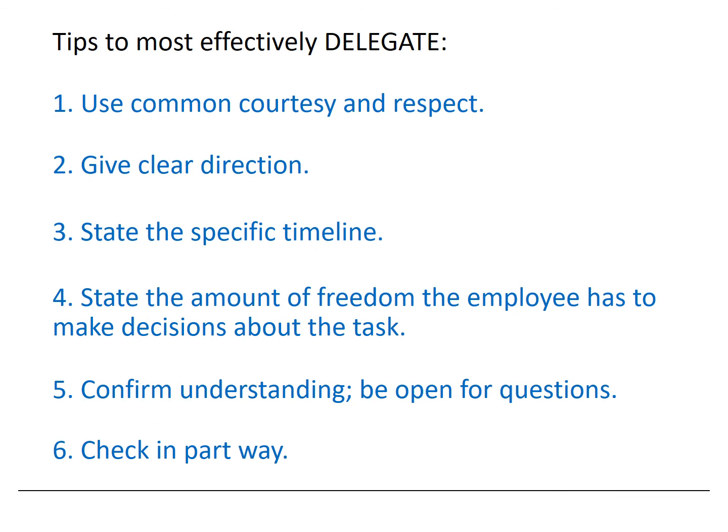So to summarize, we discussed 6 tips that will maximize your effectiveness with the core management behavior of delegate. 1. Use common courtesy and respect. 2. Give clear and specific direction. 3. State the specific timeline for the task. 4. State the amount of freedom the employee has to make their own decisions about the task. 5. Confirm understanding and be open for questions. And 6. Check in partway through the task completion. By using these delegation techniques, you'll be most likely to meet the objective of delegation in a successful way, and that is to assign a capable employee to successfully complete a specific task.